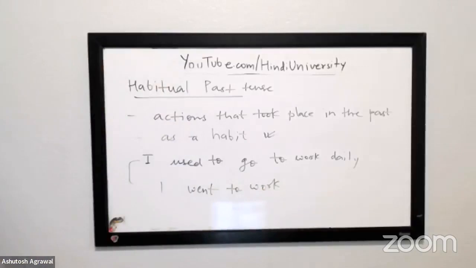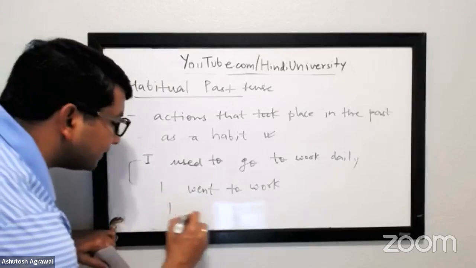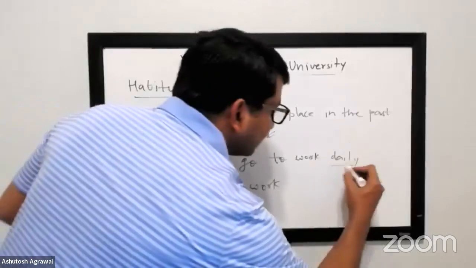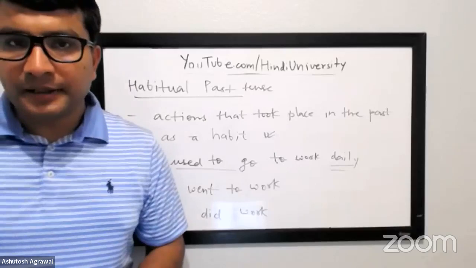Okay, if you notice the difference, here you're simply describing that you went to work, or I did work. Here, the person is talking about how I used to go to work daily. That happened more than once, and there is a frequency behind it. In those cases, you would use the habitual past tense.